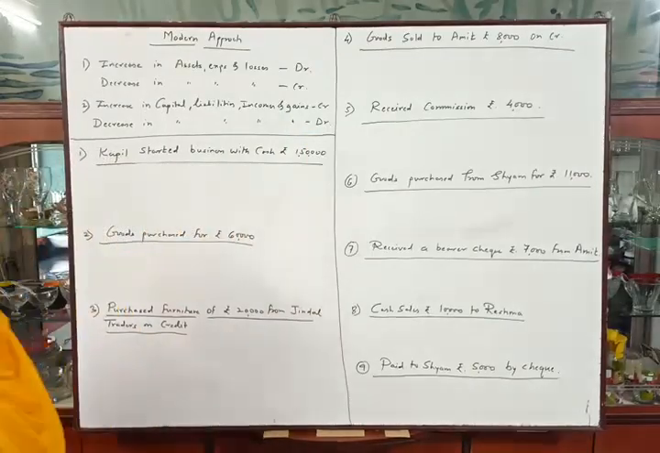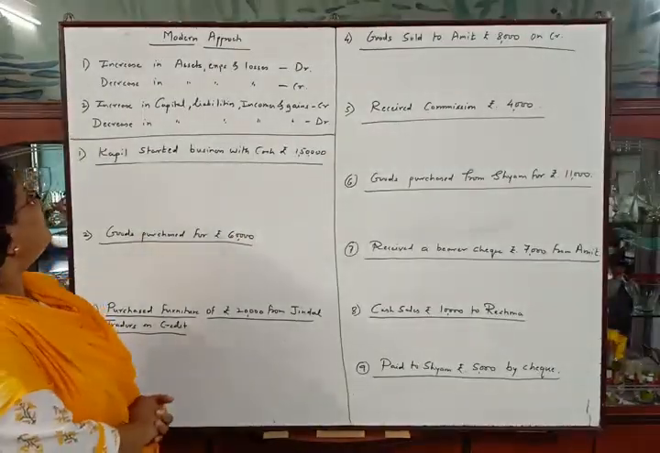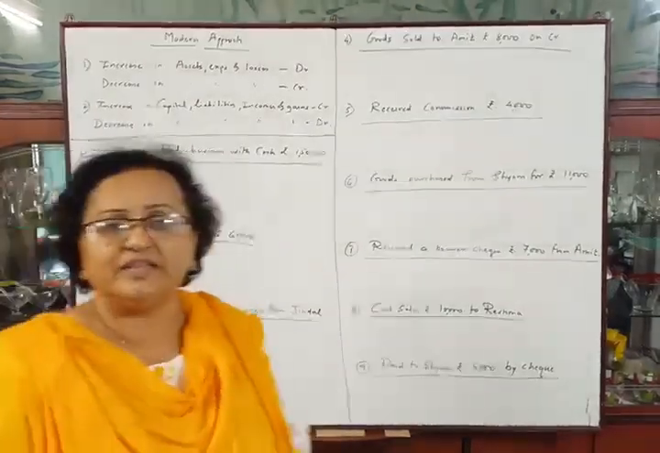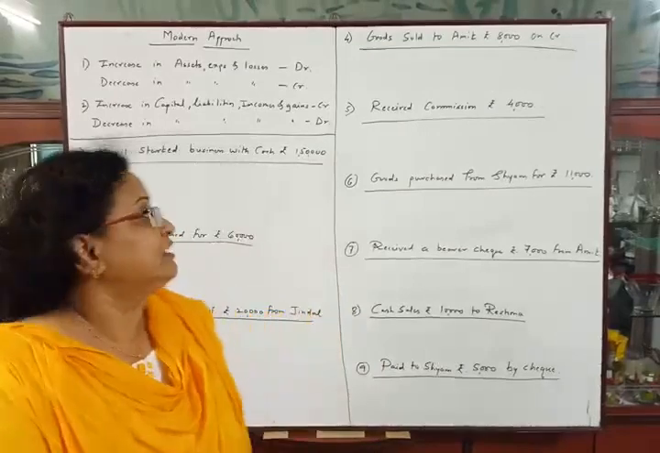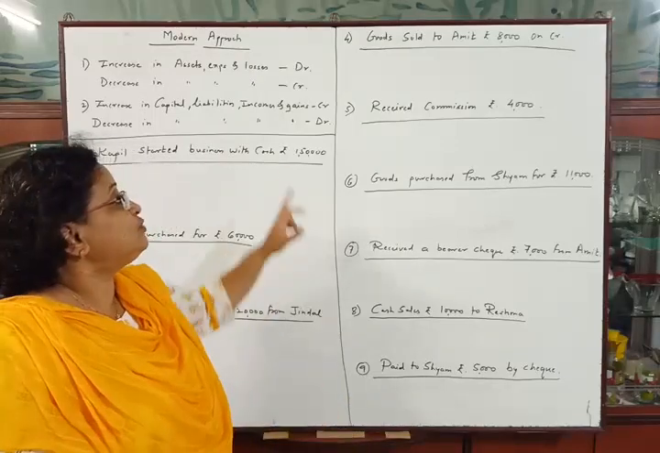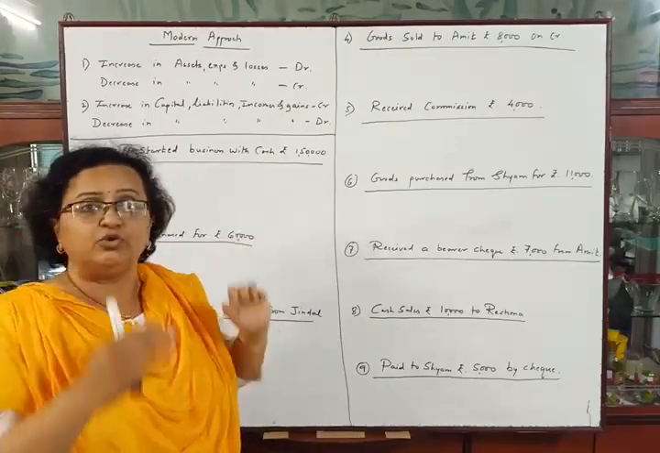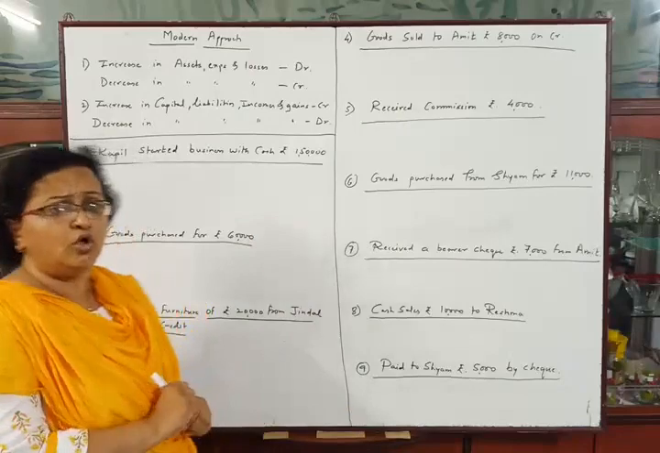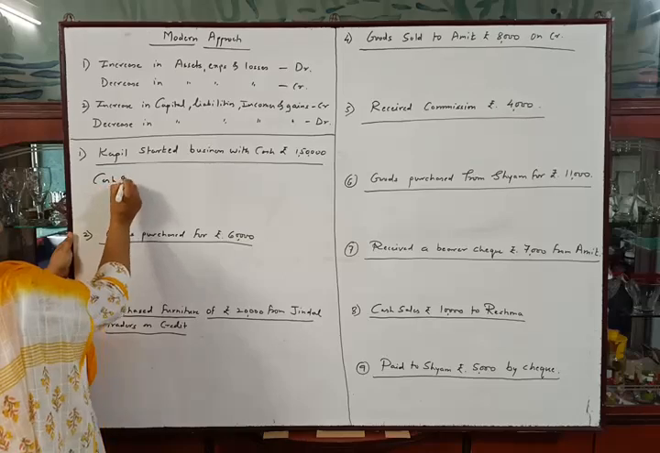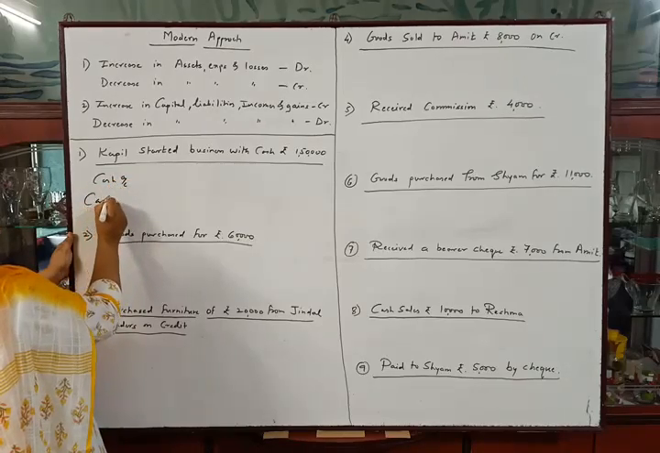Okay, so let's start. First transaction, Kapil started business with cash rupees 1,50,000. Kapil is the owner and he is starting business by investing rupees 1,50,000 cash into the business. So there will be two accounts in this transaction, cash account and capital account.